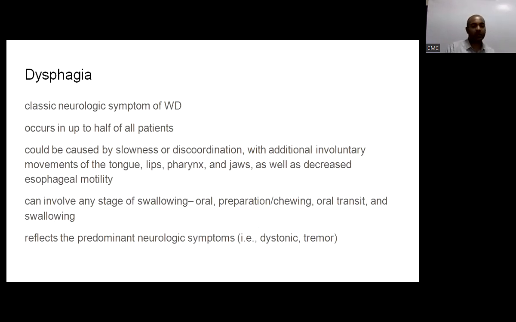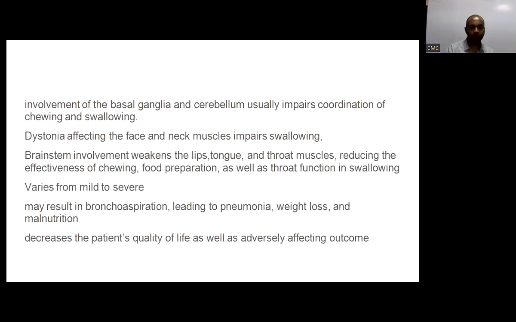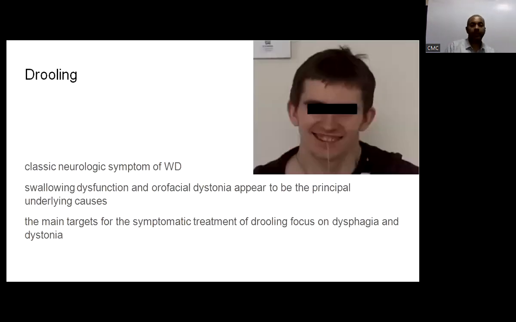But dysphagia is also seen in Wilson disease. It's a classic neurological symptom. It occurs in up to half of all patients. Now, drooling is also seen classically. Swallowing dysfunction or a facial dystonia appears to be the principal cause.